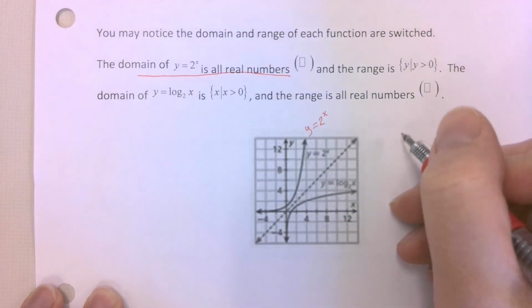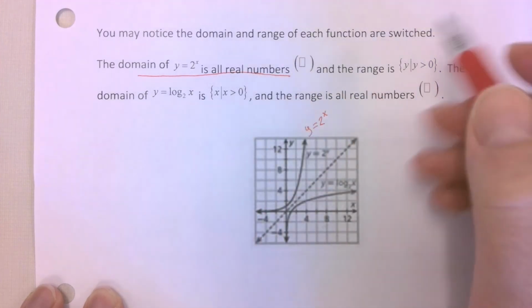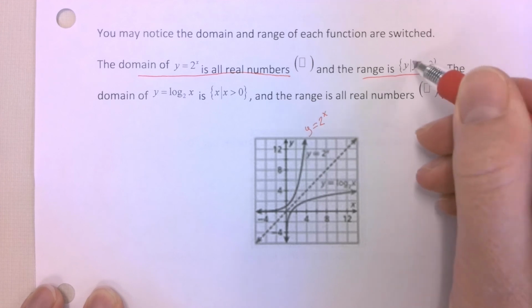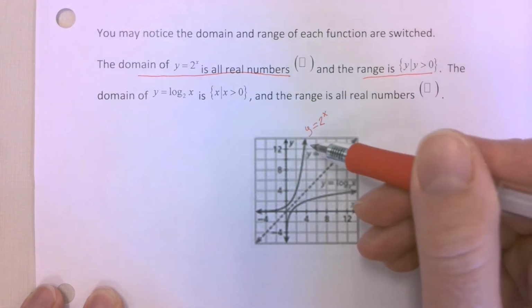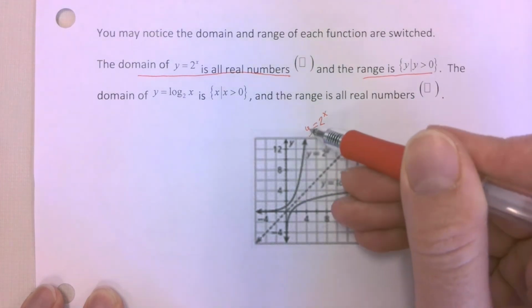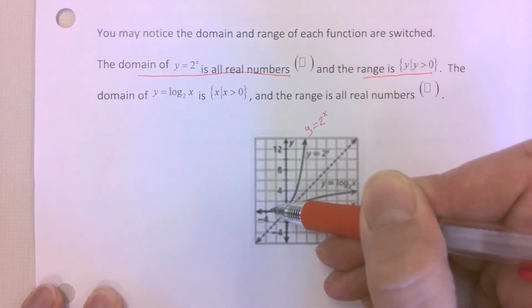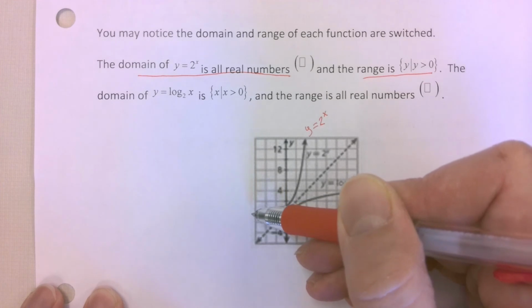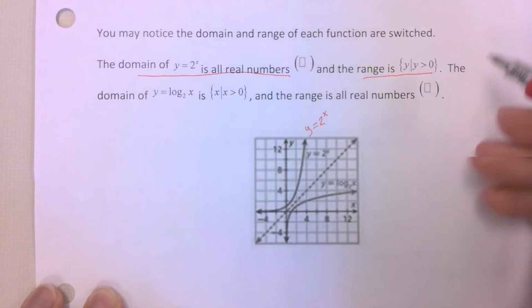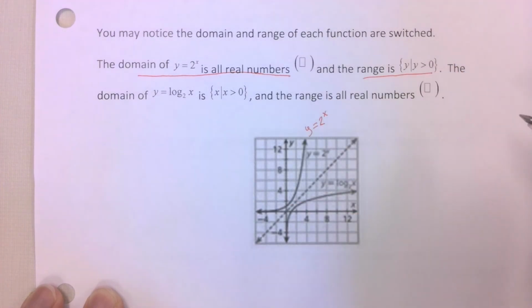So again, the domain is all real numbers, and the range is y such that y is greater than 0. As my graph goes, it's going to continue up to infinity, but as it comes down, it's never going to hit 0. It's always going to stay just above. There's always a little bit left. And so that is why our range is y is greater than 0.